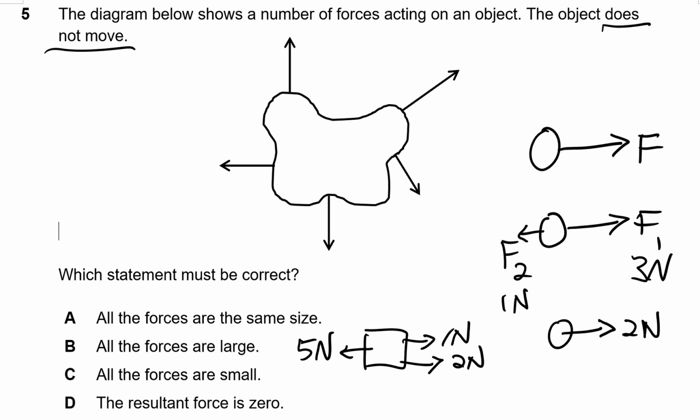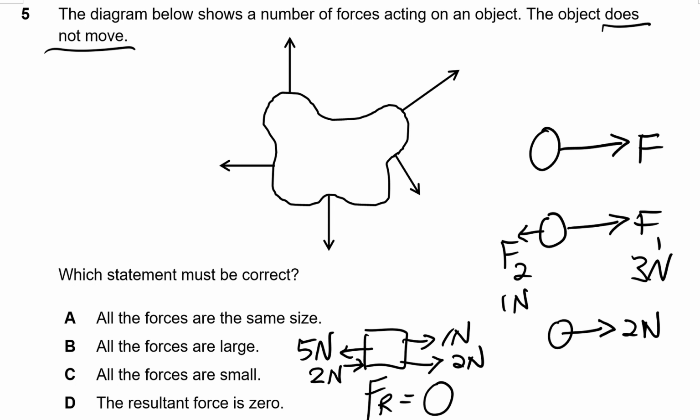But if, let's say, you have another, say, 2 newtons here, so in total, to the right, you have 2 plus 2 plus 1, that's 5. To the left is 5 as well. So in this particular example, you will find that the resultant force is 0.